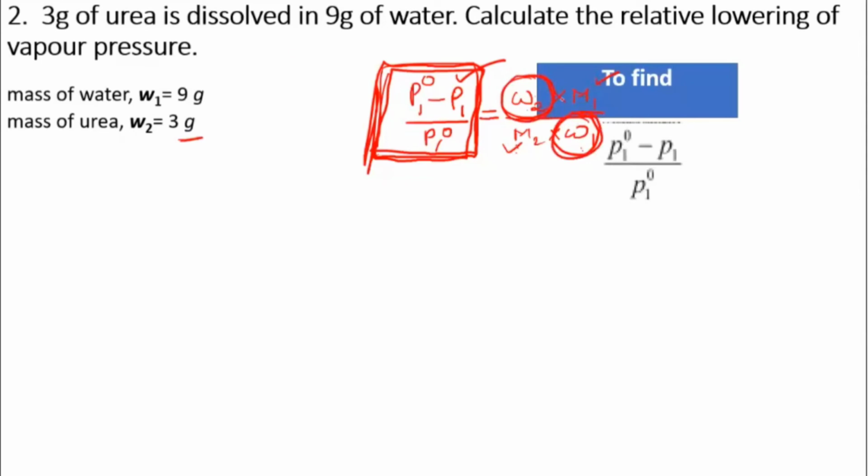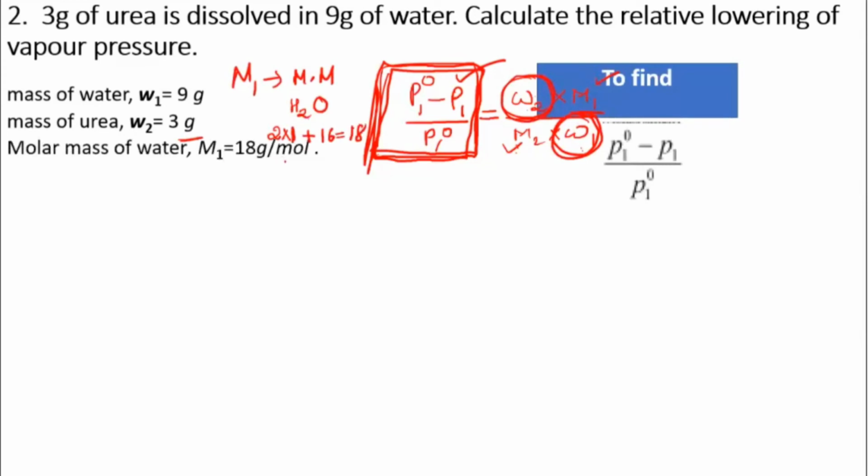Now M1 is for the molar mass of water. Here solvent is water. Okay, that has to be calculated. You know how to calculate, no? 2 hydrogen, so 2 into mass of hydrogen is 1, plus mass of oxygen is 16. So total it will be 18. Okay, so you'll get 18 gram per mole. That is water. Now urea formula. Urea formula is NH2CONH2.